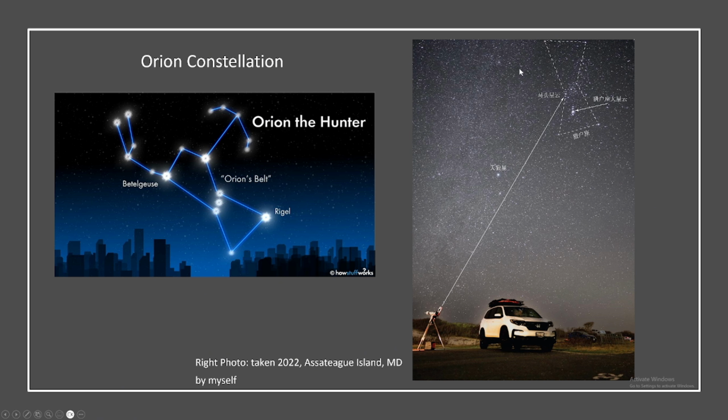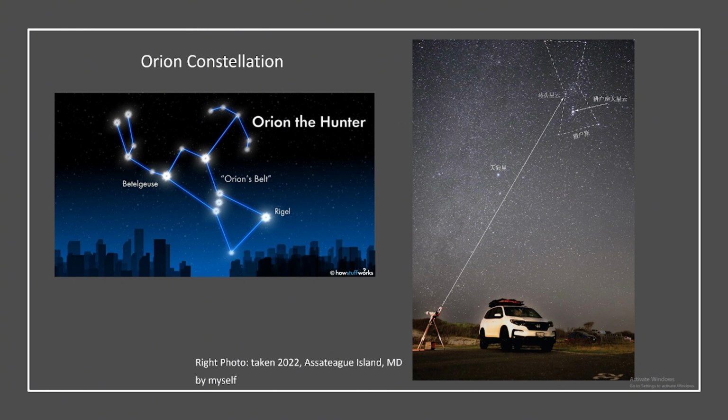On the right hand side, I took this picture from Assateague Island, Maryland in the winter of 2022. It is about a 3 to 4 hour drive from Washington DC, and one of the relatively low light pollution places you can think of in that area. As you can see, I also brought my telescope with me to take pictures of the Orion constellation.